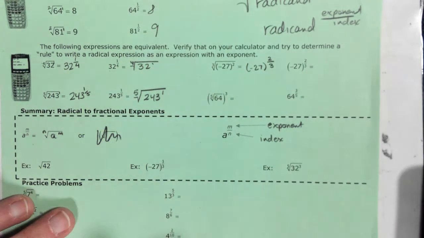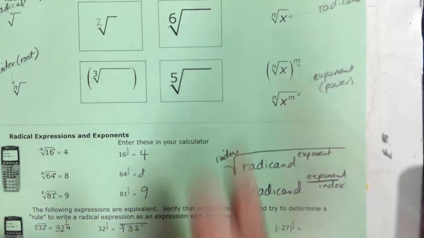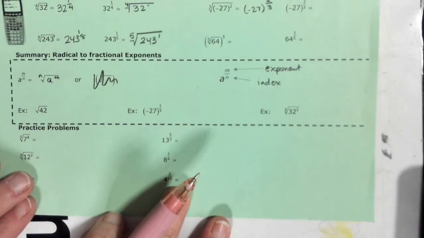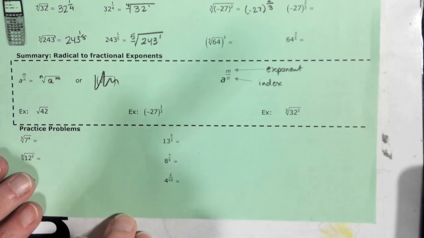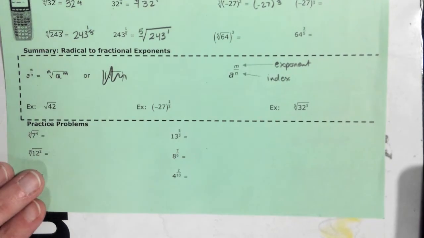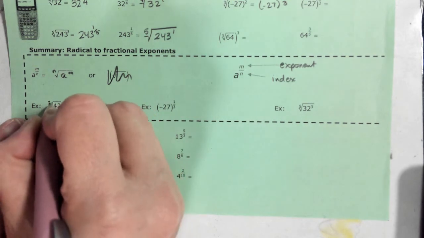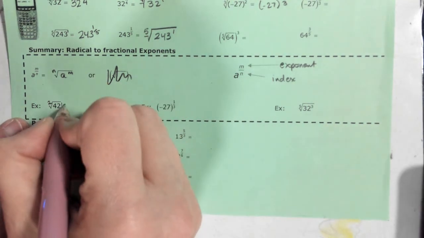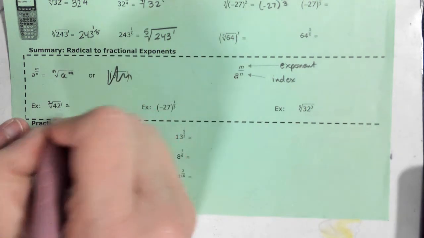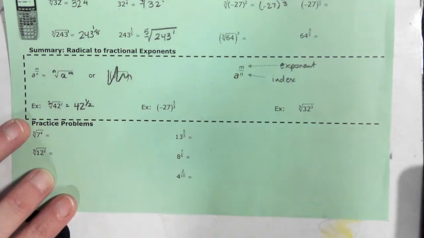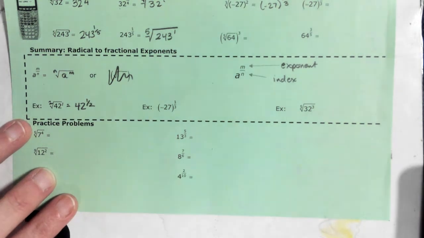We're going to label all the parts of a radical and the fractional exponent and put it in your notes tomorrow. So let's try one. The square root of 42. I'm going to write all my invisibles and rewrite it. I'm just writing it in a fractional exponent. I'm not solving it right now. That's 42 to the 1/2.